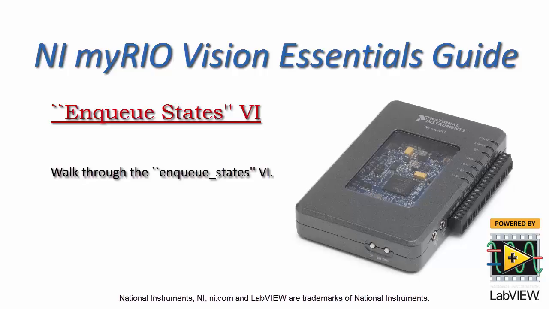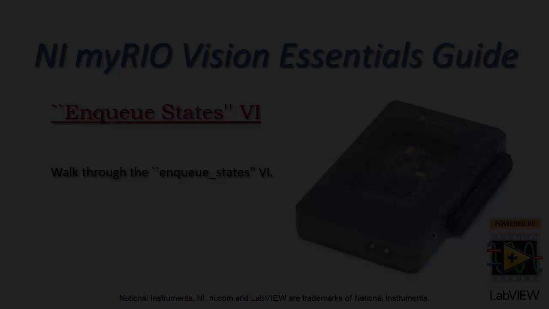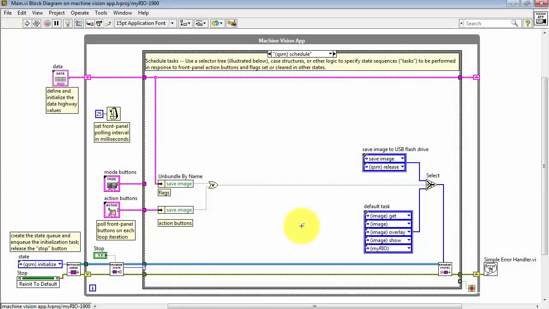Now let's take a closer look at the Enqueue states VI. I'll draw your attention to the lower right corner. We see Enqueue states appearing right here. It accepts a task, which is an array of states, and it also accepts a reference to the state queue, which was defined earlier by initialize queue.